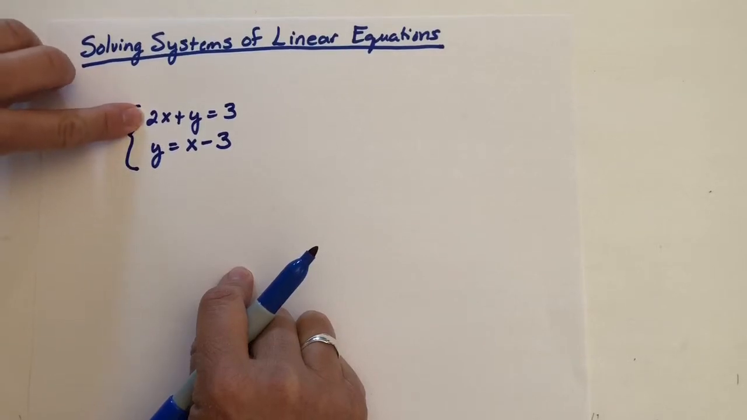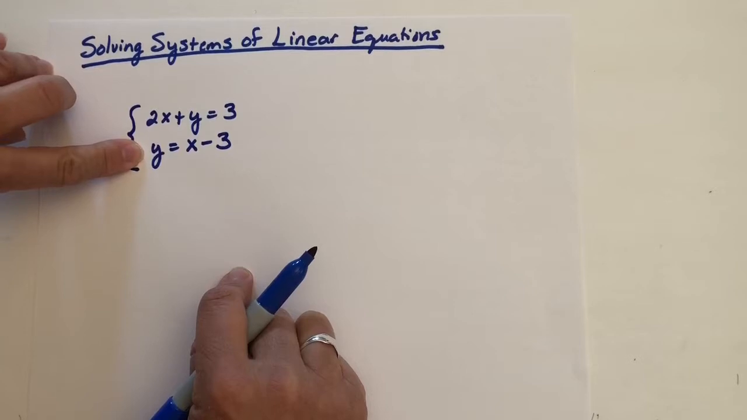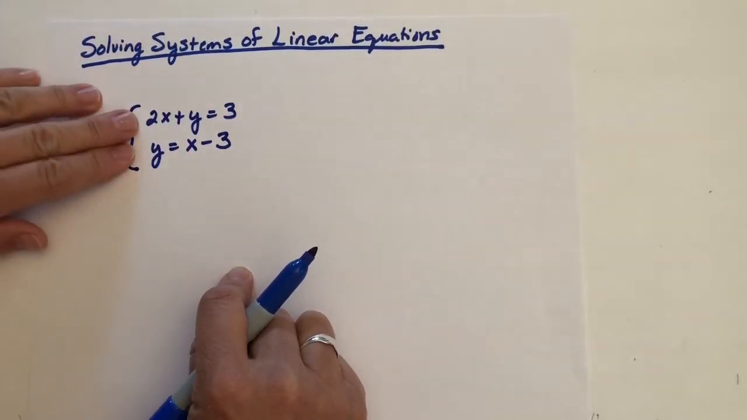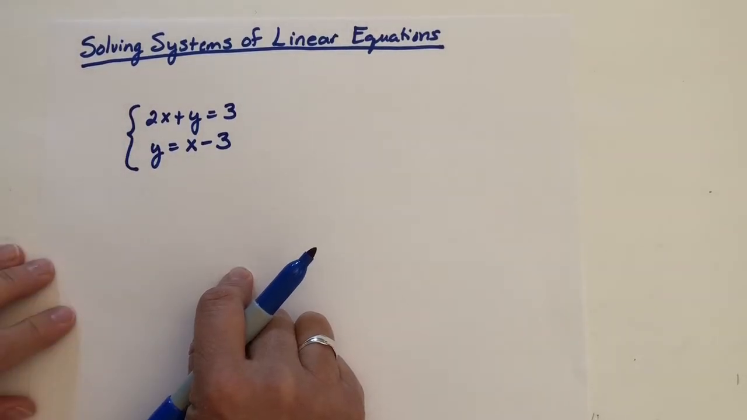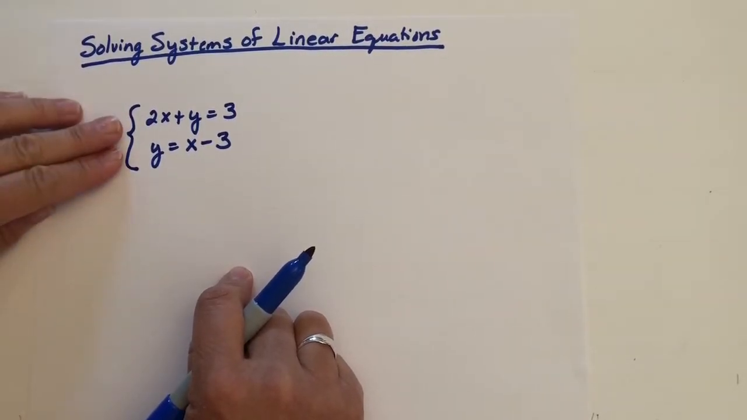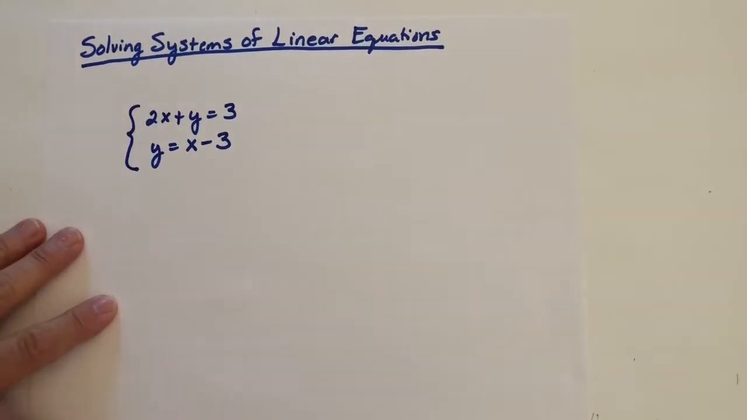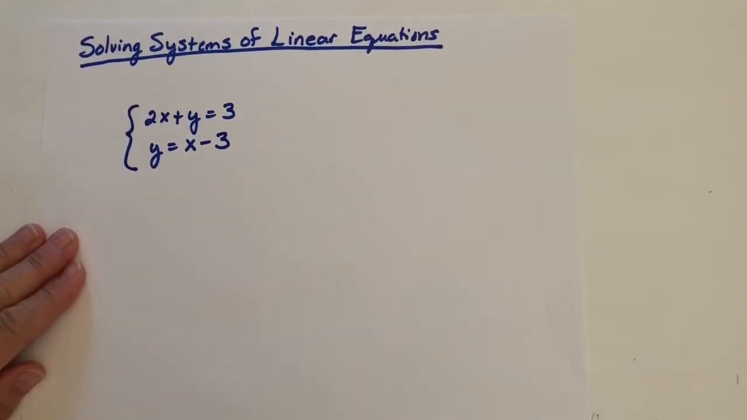This equation here has an infinite number of solutions. This equation has an infinite number of solutions. We're trying to find the solution or solutions that they have in common. We have numerous ways of solving systems. In this video, we're going to review 3 strategies. We're going to talk about solving by graphing, solving using the substitution method, and solving by using the elimination or addition method. So let's jump in.